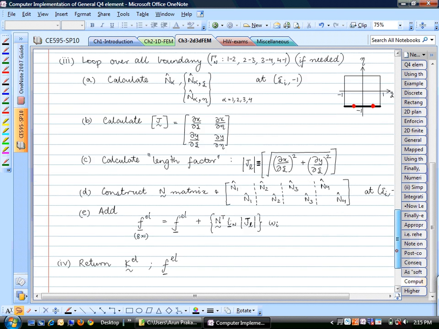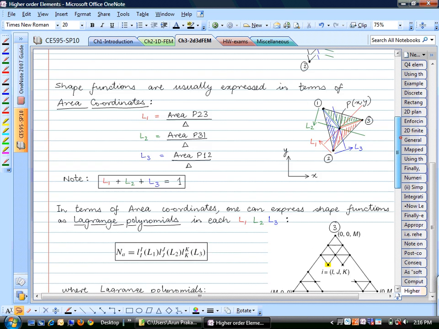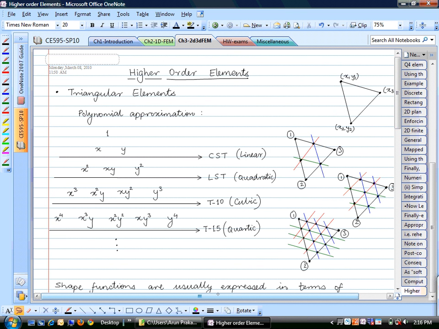So these are basically the steps for implementing a general Q4 element. In the little bit of time that I have now, maybe I'll just introduce this today, and then we'll continue next time. So we've looked at triangular elements, we've looked at rectangular elements, but we have only looked till now at cases where shape functions are linear, or at most bilinear.